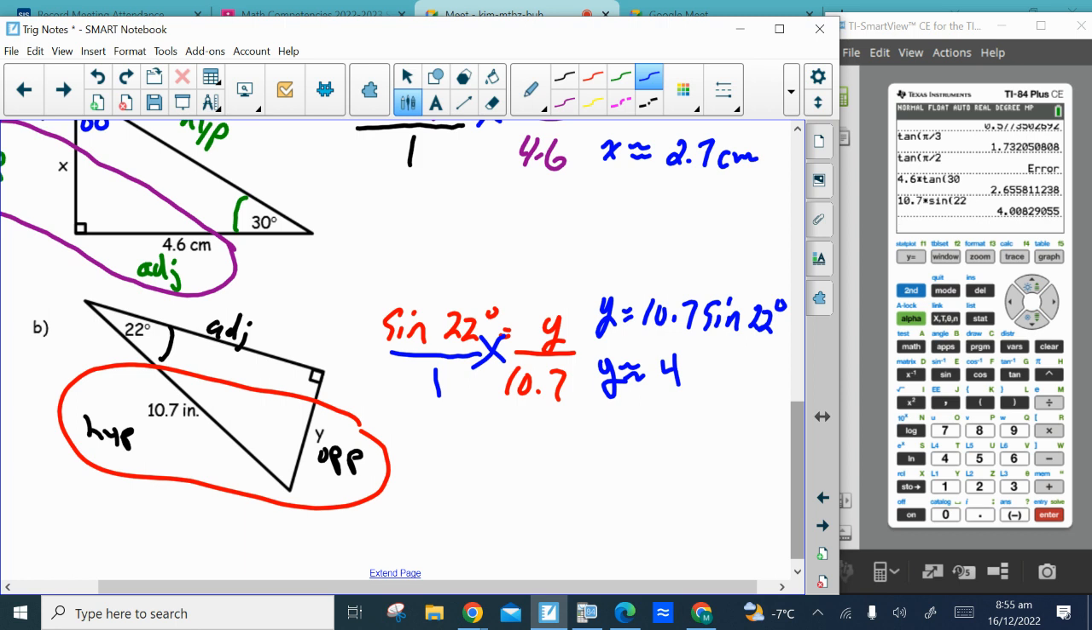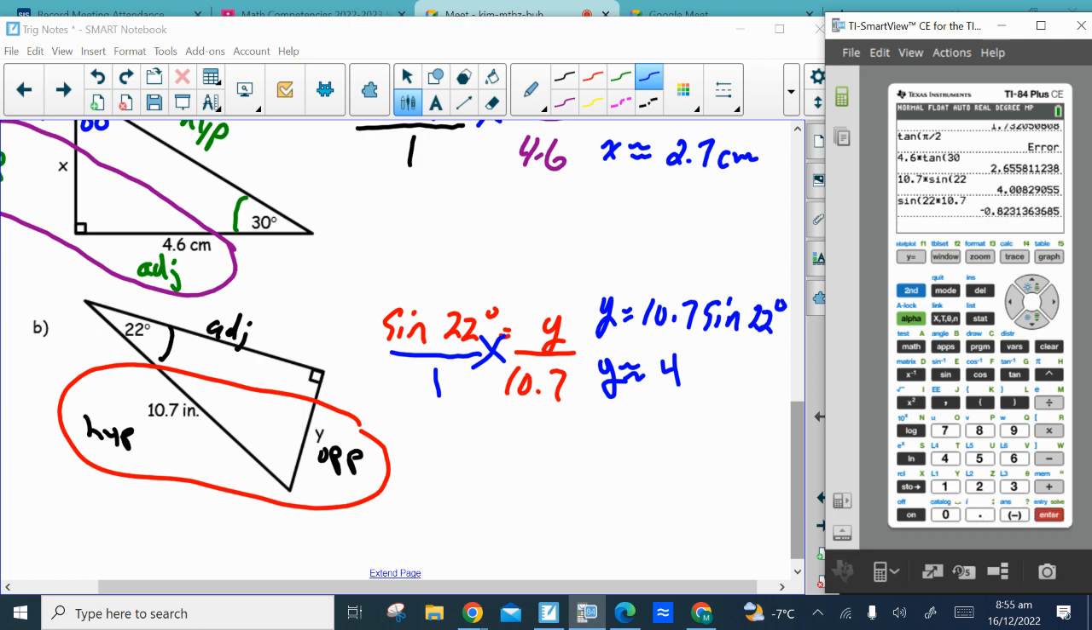Now, here's why I always leave the angle last when I write it down here and then do it in my calculator. If you go sine of 22 times 10.7, you're not going to get the right answer. Because what the calculator is actually doing there, it's multiplying the 22 by 10.7 first, which is going to give us a much larger number.